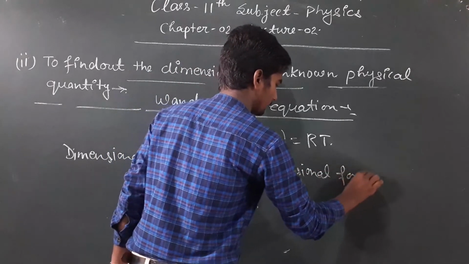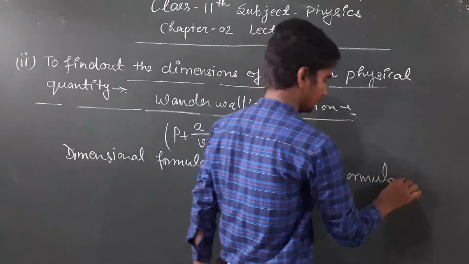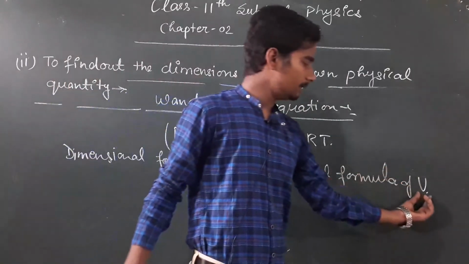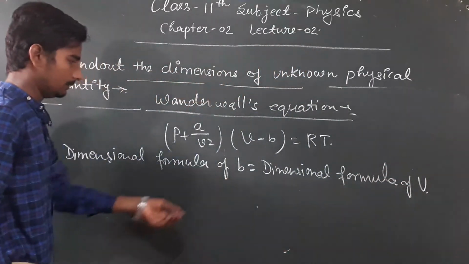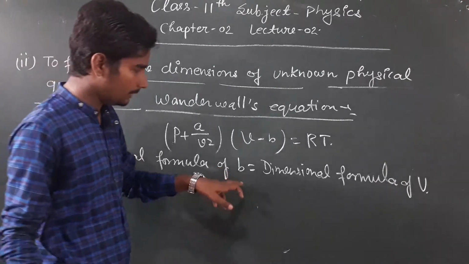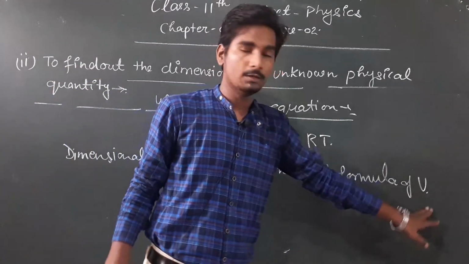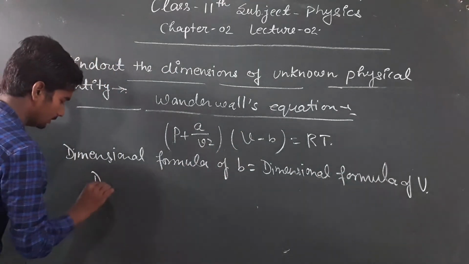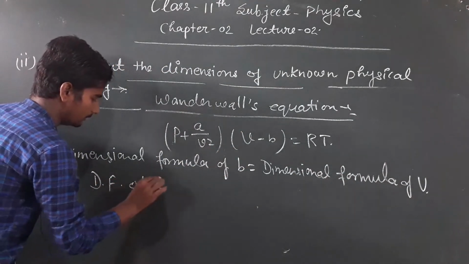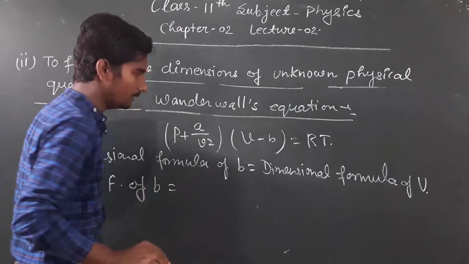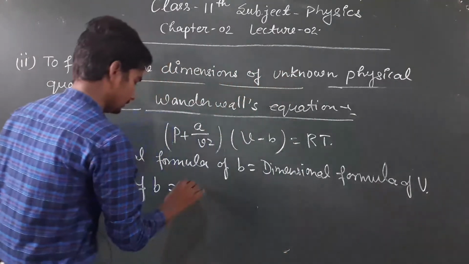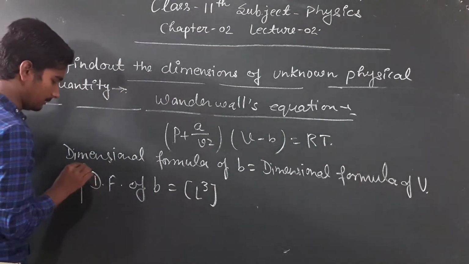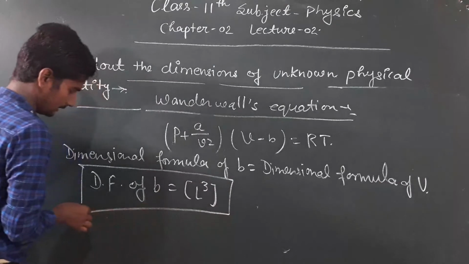Dimensional formula of capital V. As we know that capital V is the volume, the dimensional formula of B must be equal to the dimensional formula of capital V, and that is volume. So the dimensional formula of small b will be equal to L3. Dimensional formula of small b.